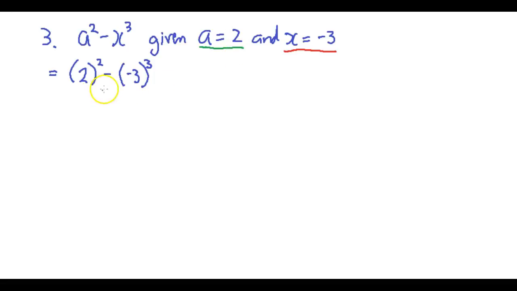Now following BIDMAS, I have to do the indices. So remember what the powers mean here. The square means I take that number 2 and I put it twice and I put a multiply in between. And the minus sign I'm going to do later. And the 3 means I take this -3 and I write it 3 times with a multiplier in between each time.